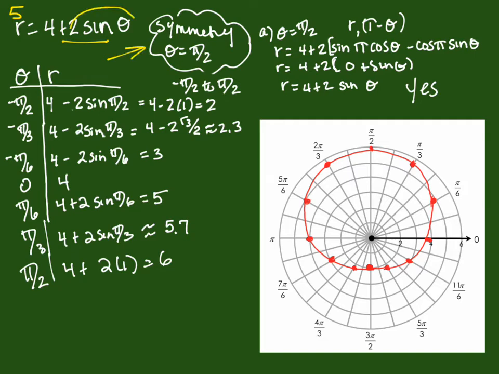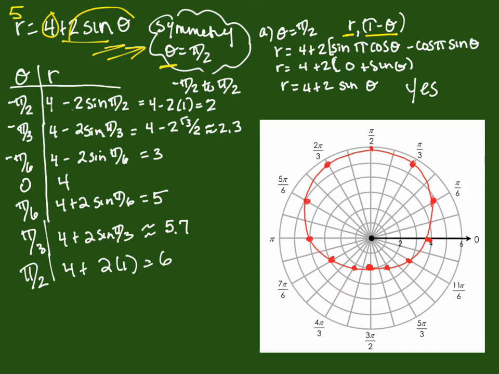Since it's a sine, the first one I'm going to check is whether it's symmetric to theta equals pi over 2. So when I do the first part, I check just substituting negative r and negative theta. And because of this 4, that won't work. So I go to part B, and I look at positive r and pi minus theta.